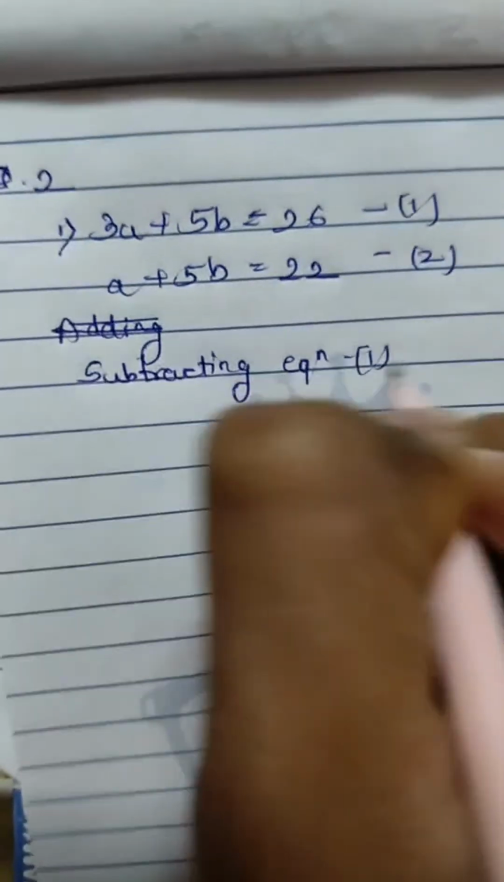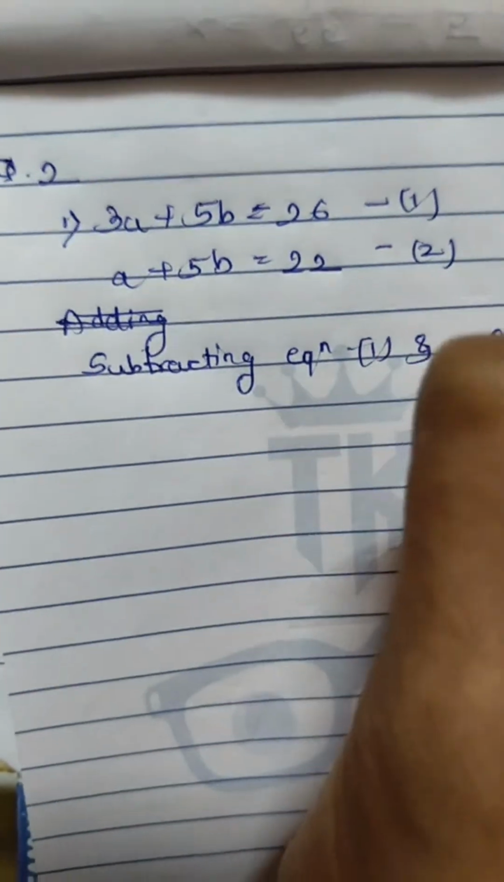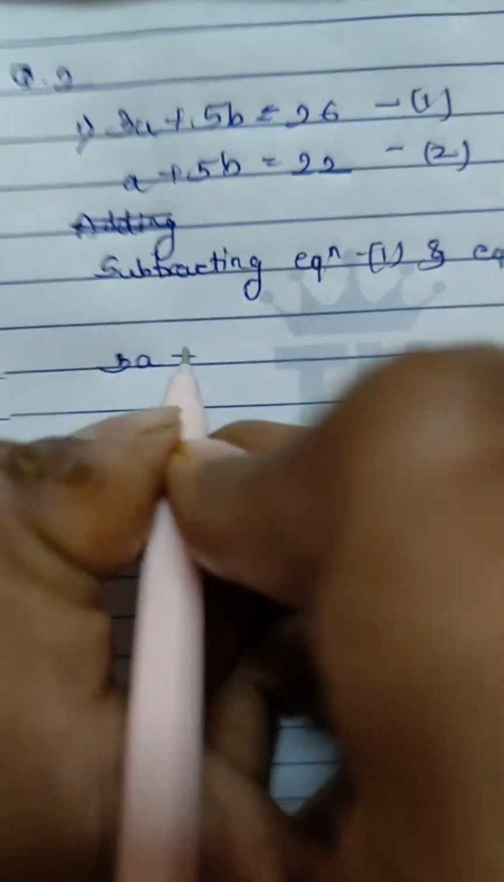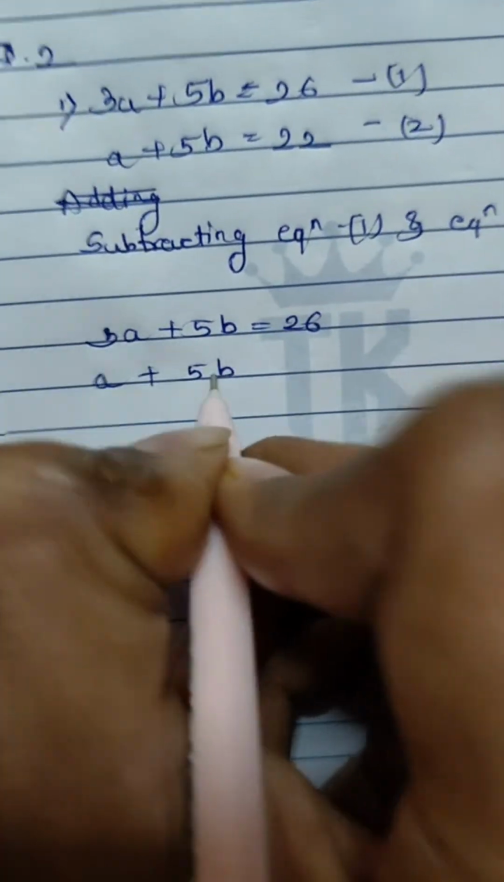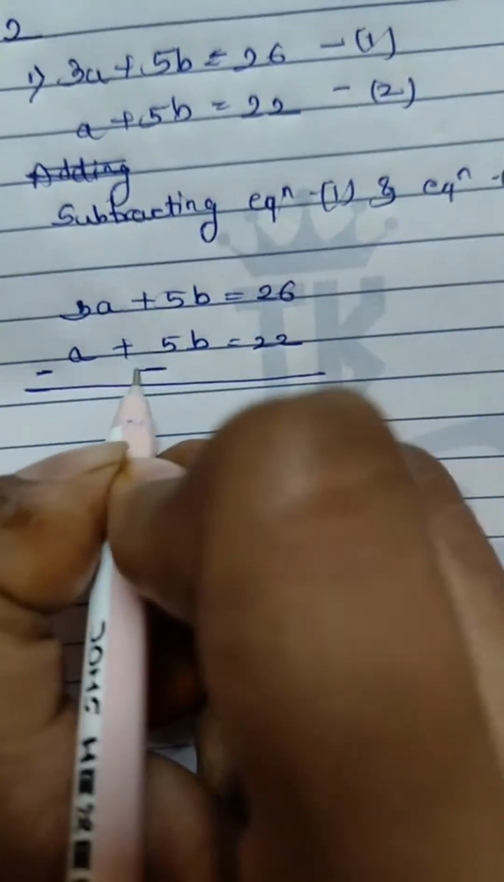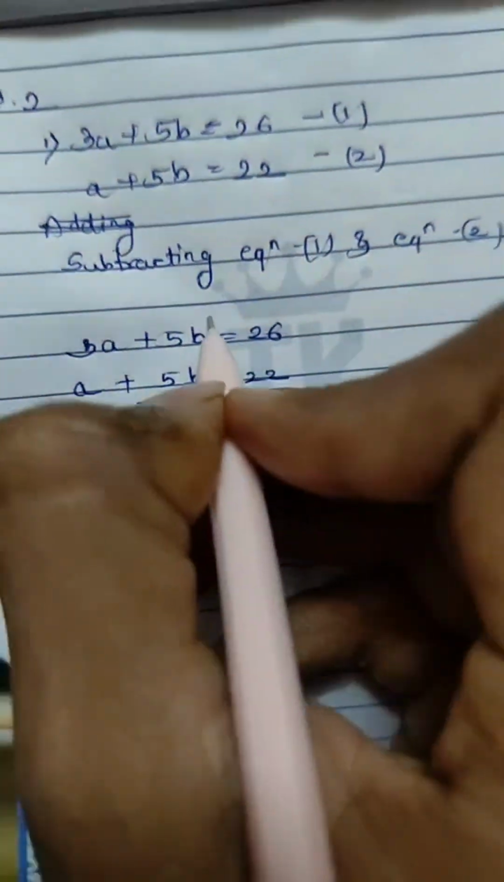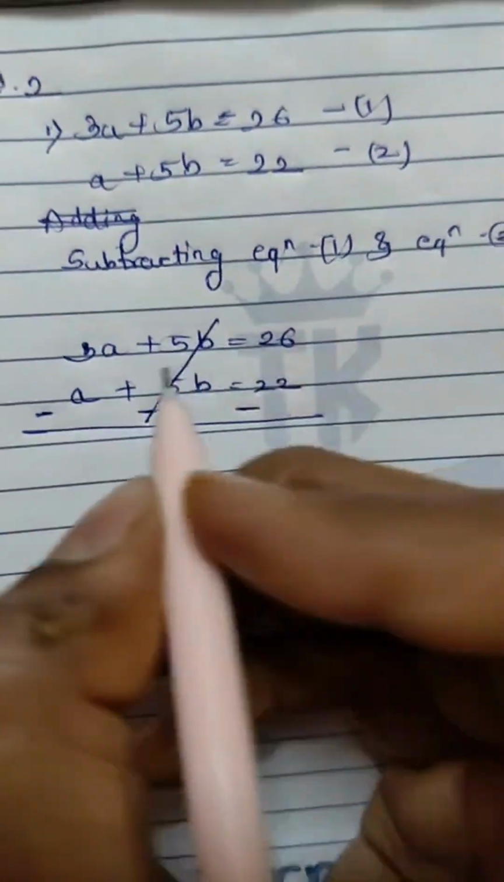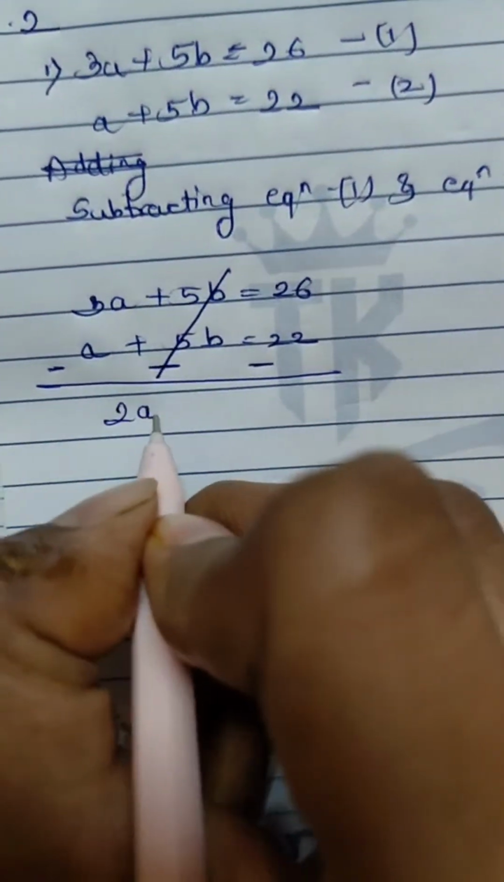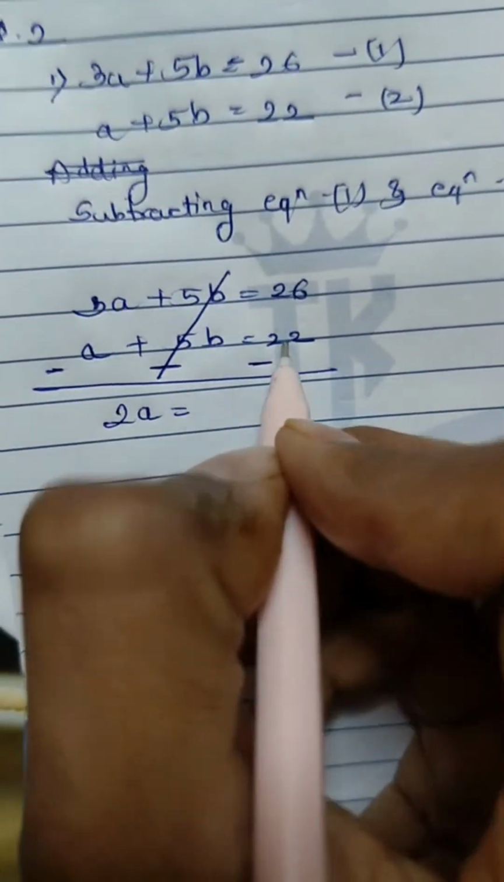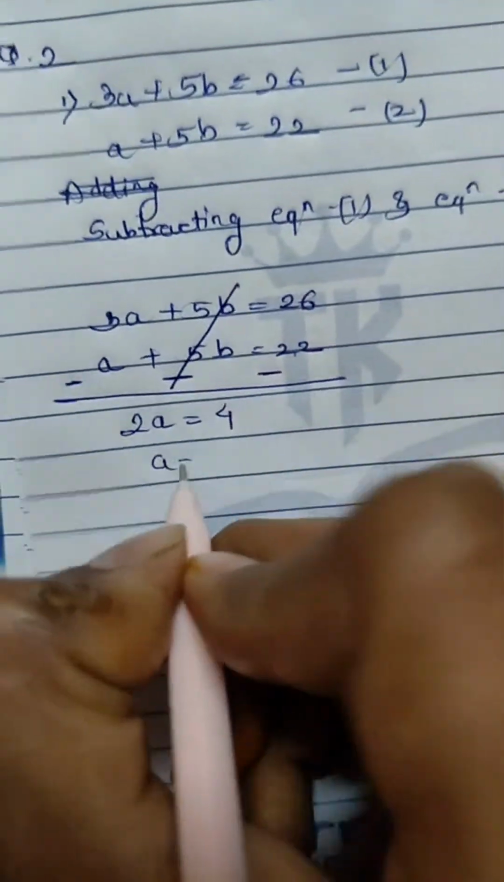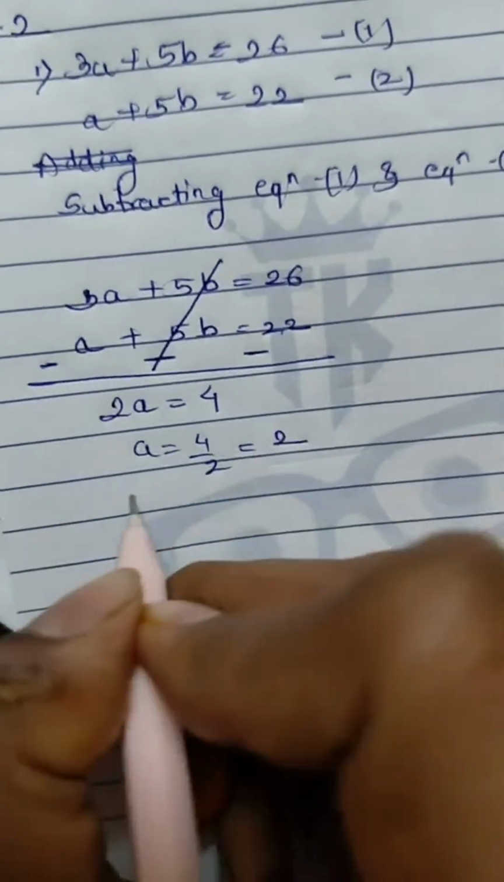Subtracting equation 1 and equation 2. As we subtract, 3a plus 5b equal to 26 and a plus 5b equal to 22. Subtracting here, the minus sign will change the plus, so 5b minus 5b will get cancelled. 3a minus a, which is 2a, is equal to 26 minus 22, which is 4. So a is equal to 4 divided by 2, which is equal to 2. Therefore a is equal to 2.